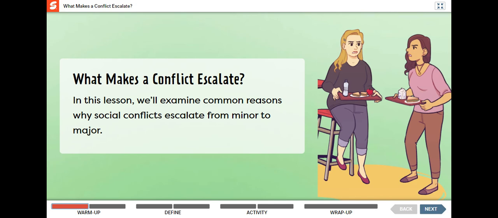In Unit 3, we learned about managing emotions and making positive decisions. Now, in Unit 4, we'll think about both of these skills in the context of relationships and conflict. We'll also learn about resolving conflicts. Today, we'll examine common reasons why social conflicts escalate from minor to major.